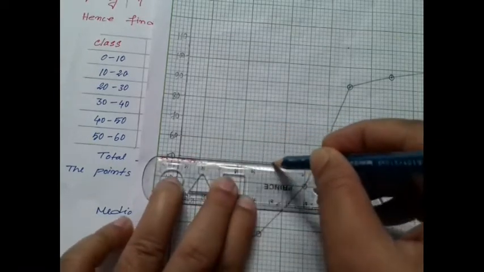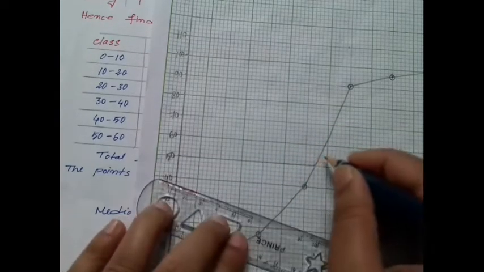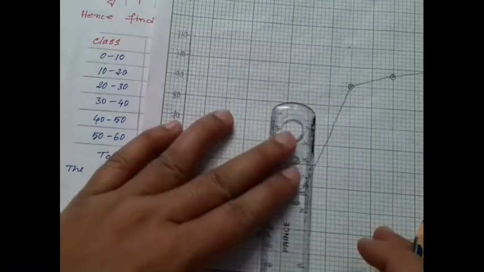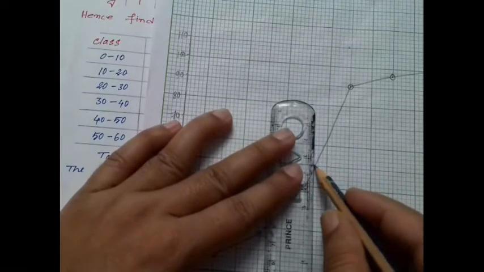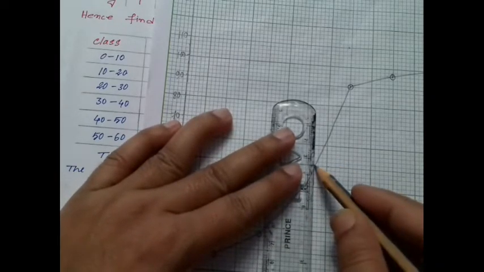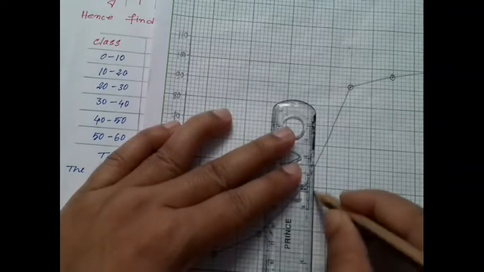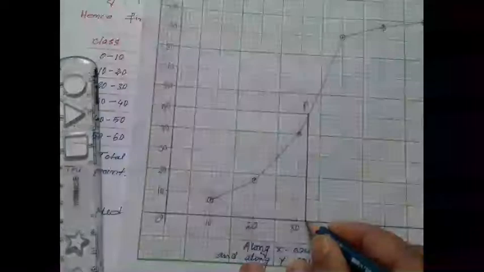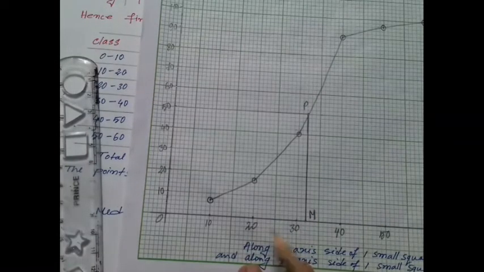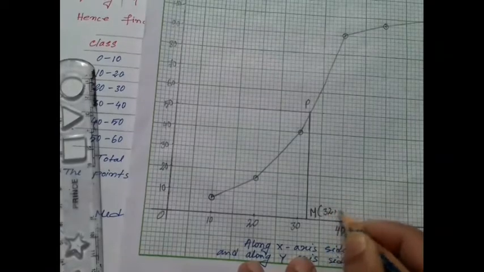This perpendicular intersects the ogive at P, and from P we have to draw a perpendicular upon the x-axis. It meets the x-axis at the point M. Now see, as we have considered one side of one small square as 1 unit, so 30, 31, 32. So M is actually (32, 0).